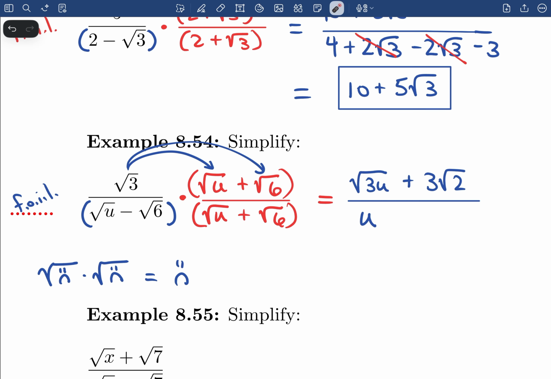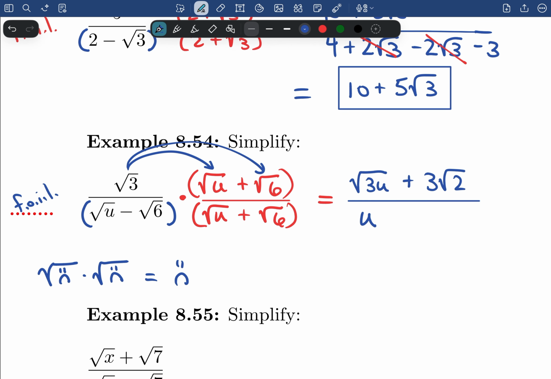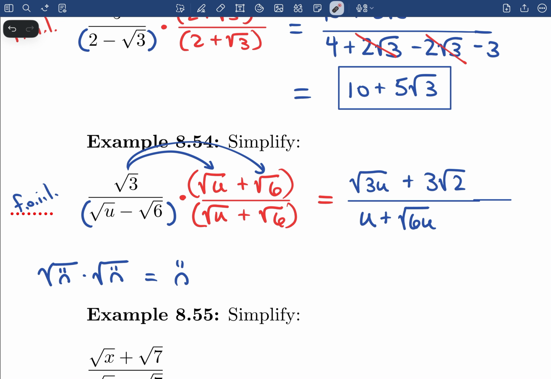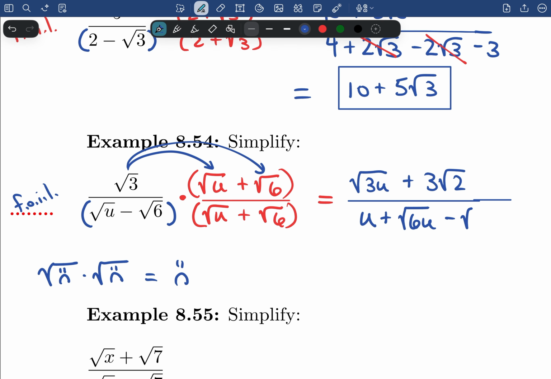Moving on, I now have to take the square root of u and multiply it with the square root of 6 as outer terms of foiling, the outer terms. And so I get plus the square root of 6u. I use the product rule to combine two radicals into one. Okay, now the inner terms of foiling. So negative root 6 times root u. Use the product property that we've been using, and you would get negative root 6u.